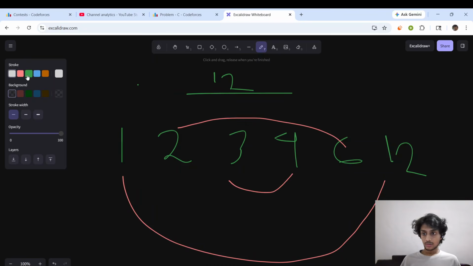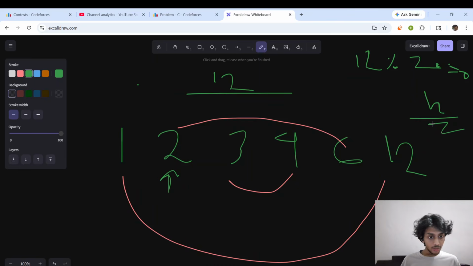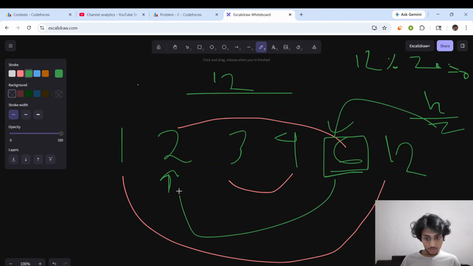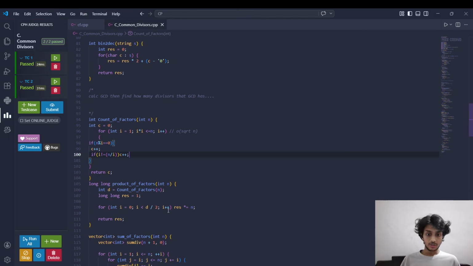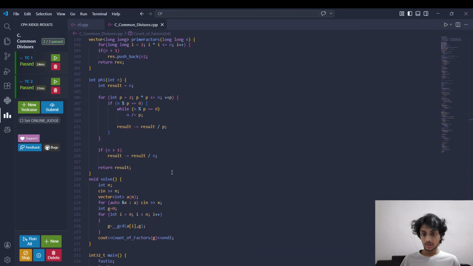So if you see this relation, for example, i is 2 and n is divisible by 2, yes, 12 mod 2 is 0. Then 12 by 2 is 6, and these two are different numbers, 6 and 2, so that means 6 is also a factor. Since it's a factor, count plus plus here too. And this is how we are calculating.